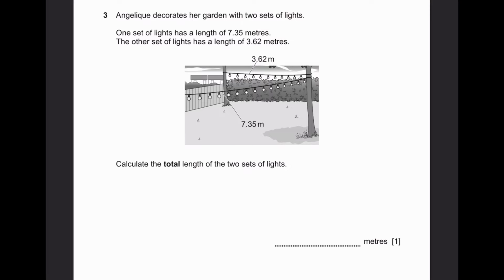Of course, we just add up the two. 7.35 plus 3.62, which turns out to be 10.97 meters, and that'll be our answer. Let's go to question 4.